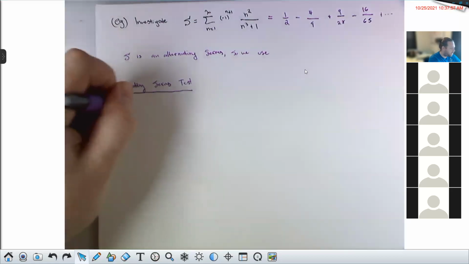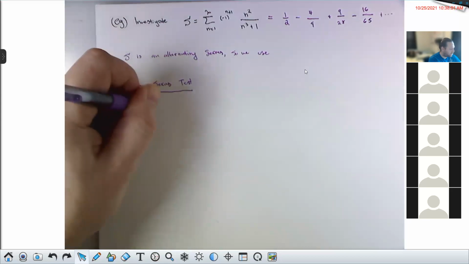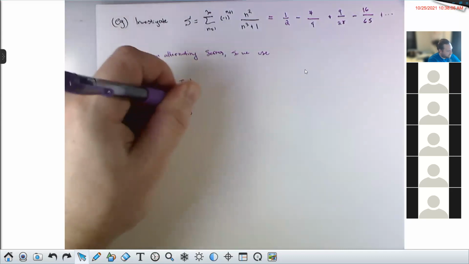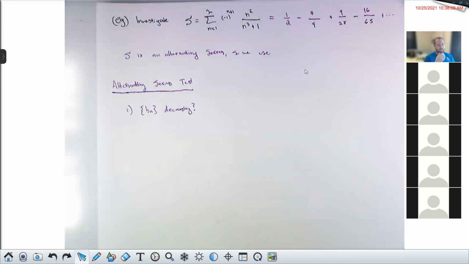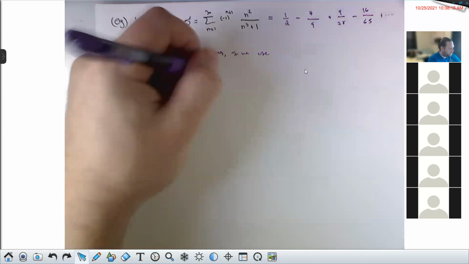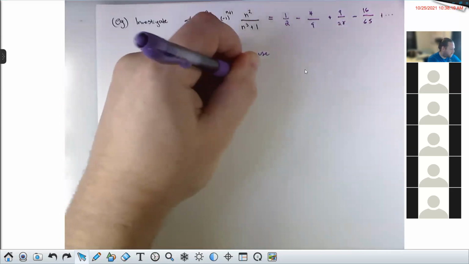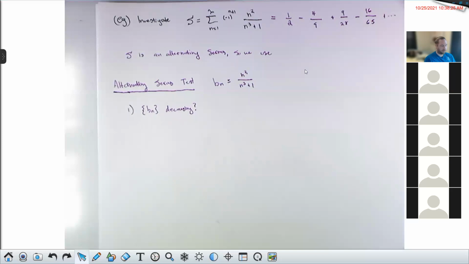All right, there's two things we need to check. Are the Bn decreasing? And is the limit of the Bn 0? So first, let me just get in here and work with the decreasing nature of the Bn. So the Bn here are n squared over n cubed plus 1. And this time, good luck showing the inequality.